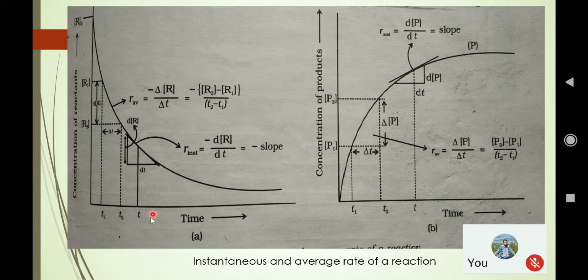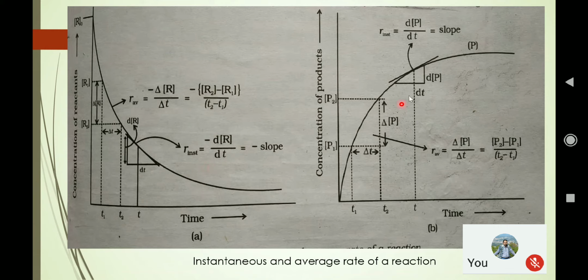Since R1 is greater than R2, the value will come out negative. Now for a very small time interval, if we calculate at this time t, which is denoted as the instantaneous rate, the time interval will be dt, which is almost constant, and that means in that small time interval the concentration change is also very small. So this ratio can be treated as the instantaneous rate of decrease in concentration of reactant.